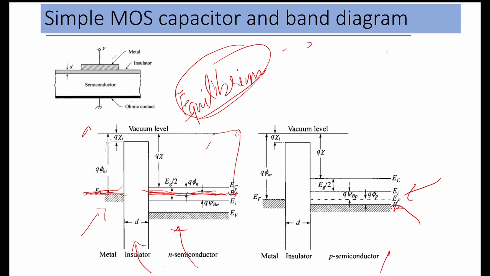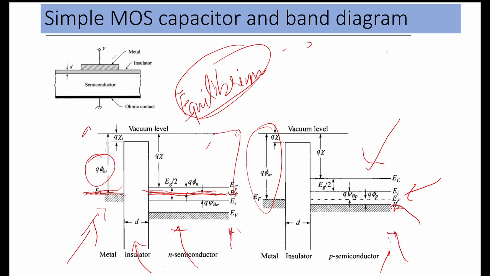At equilibrium, the Fermi level of the semiconductor and the Fermi level of the metal should be at the same position. In this case, we have chosen the metal such that its work function, q phi m, matches the work function of the N-type semiconductor. In this one, we have chosen the metal such that its work function is equal to that of the P-type semiconductor.